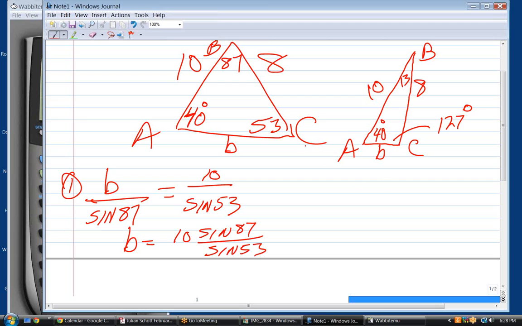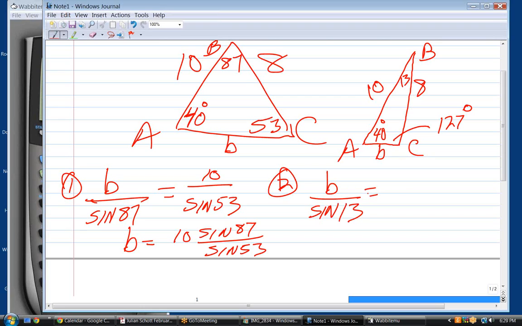Let's go over to the second triangle. Let's solve for that B, because it's different. You can see it's shorter. So the second one would be B over the sine of 13. Don't forget, it's the law of sines. You've got to have a sine in every part of each equation.